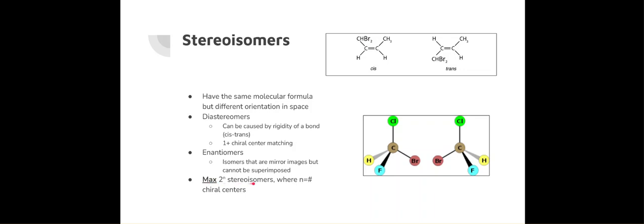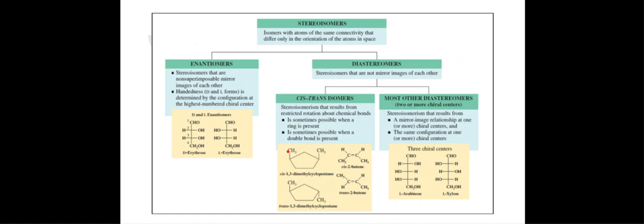So there's a maximum of 8 stereoisomers you could have with 3 chiral carbons in them. If it was 4, then it would be 16 maximum stereoisomers. Some of them may be duplicates, so that's why it's the maximum that you can have on it. Okay.